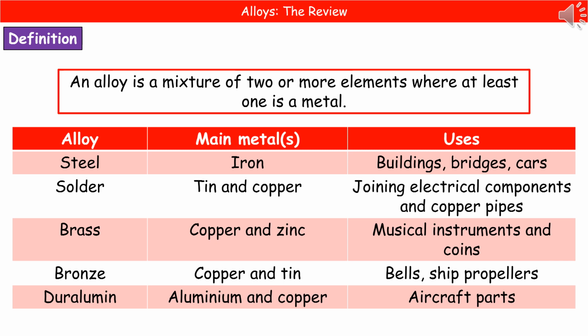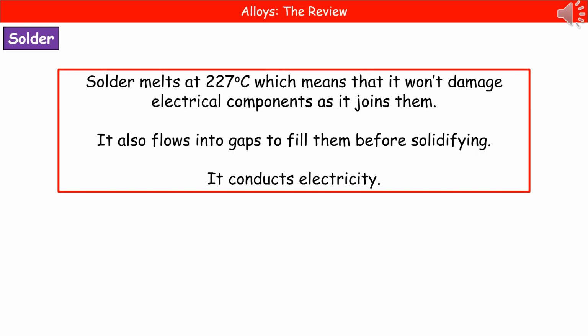Solder, which is made of tin and copper as their main metals, is used for joining electrical components and joining copper pipes in heating systems, for example. Brass is copper and zinc, and this is used in musical instruments and coins. Bronze, copper and tin, used in bells and ship propellers. And then duralumin is copper and aluminium, and that's generally used in aircraft parts.